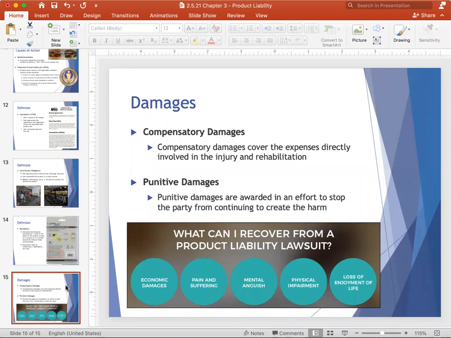So just be mindful of the fact that recklessness can give rise to punitive damages. And that is what we have for product liability.